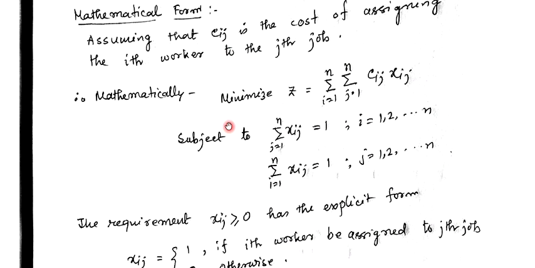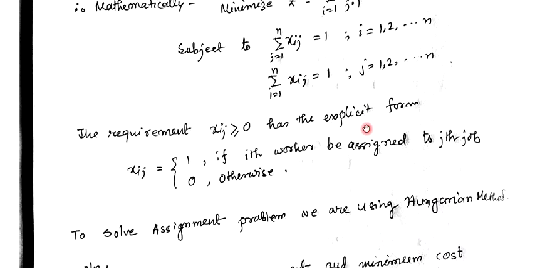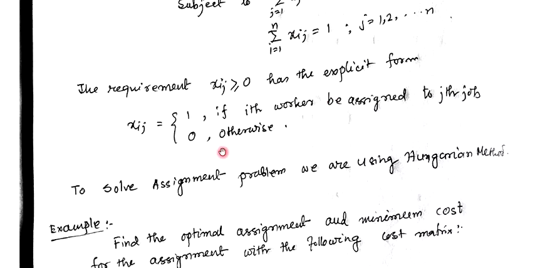So mathematically we can express it as: minimize z equals double summation, i equals 1 to n, j equals 1 to n, Cij xij, subject to summation of xij equals 1 for j equals 1 to n, and summation of xij equals 1 for i equals 1 to n, where xij equals 1 if the ith worker is assigned to the jth job and equals 0 otherwise.